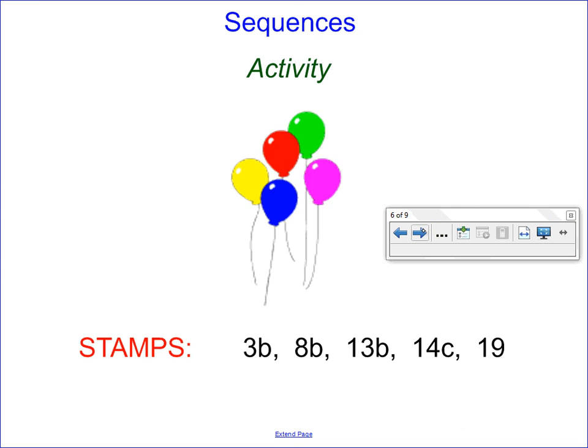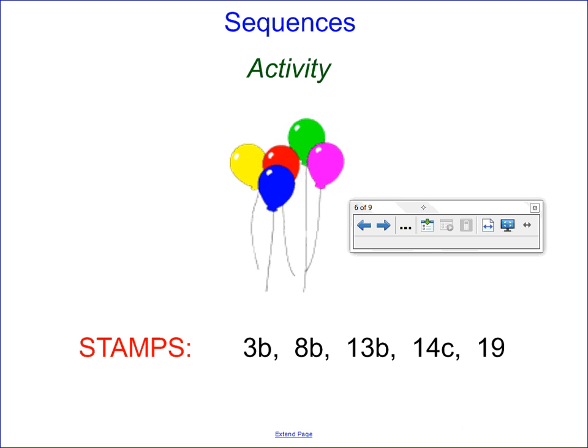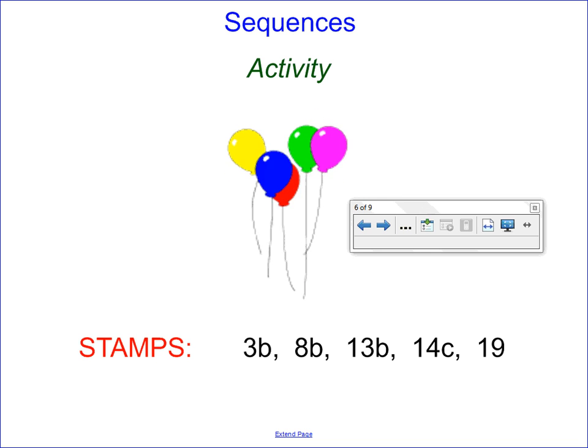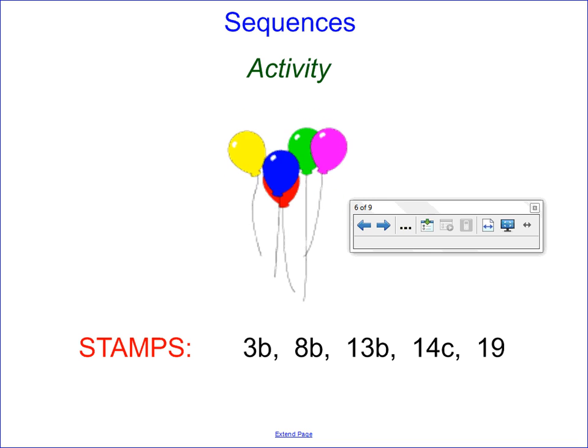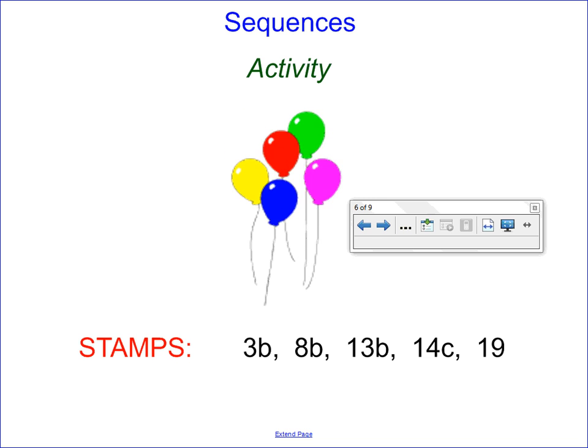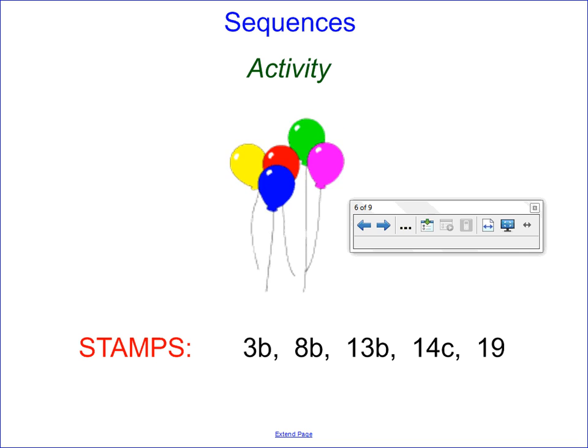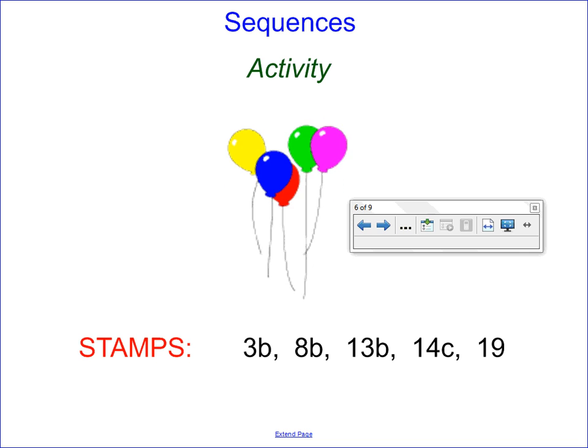To that end, we're going to look at sequences today. So your Bellwork was a kickoff. Today's sequences activity has stamp-eligible items. Just take a minute and put a little circle around those: 3B, 8B, 13B, 14C, and 19, for a grand total possible of 5 activity stamps today.